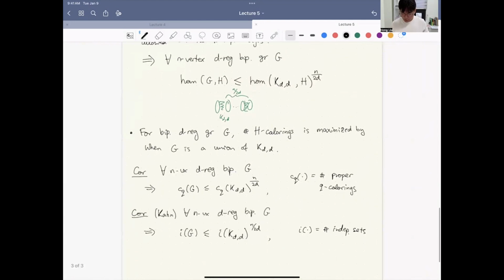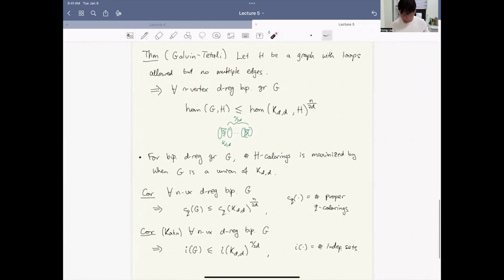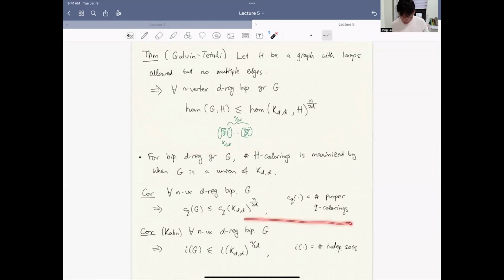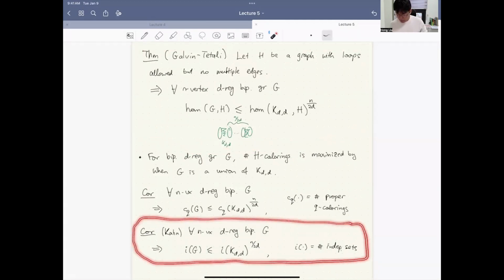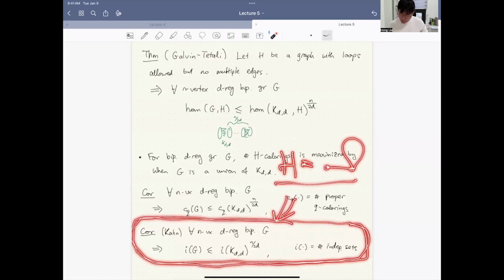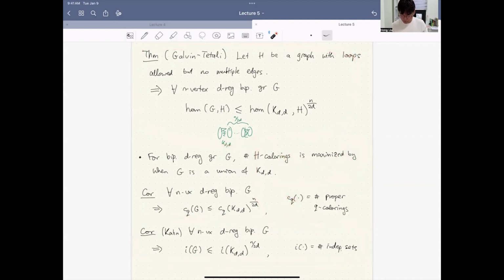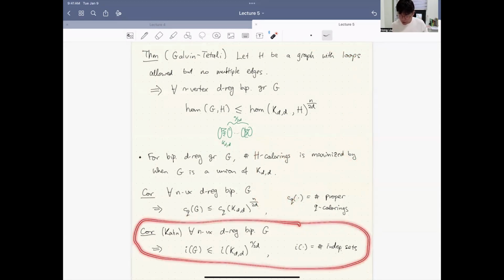So to make things simple, rather than proving this theorem, I'm going to prove this special case when H is a single edge with a loop, which counts the number of independent sets in the graph G. The same proof can be modified to prove the more general case. I will leave it as an exercise for you to extend it. So now let's prove this corollary.